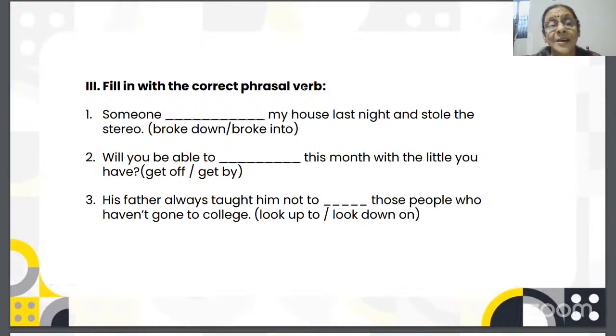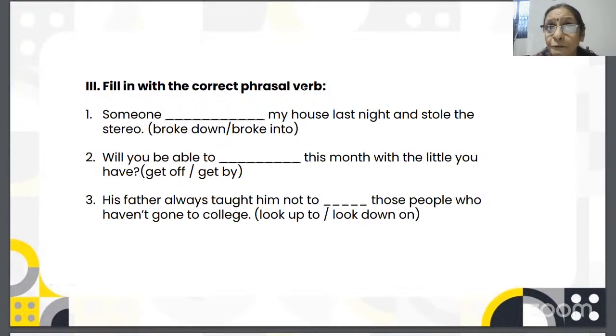So the answer is, will you be able to get by this month with the little you have? Little means very little, very negligible. So will you be able to live is the meaning. Get by means, will you be able to live, or will you be able to continue living with the small amount? So get by is the phrasal verb.